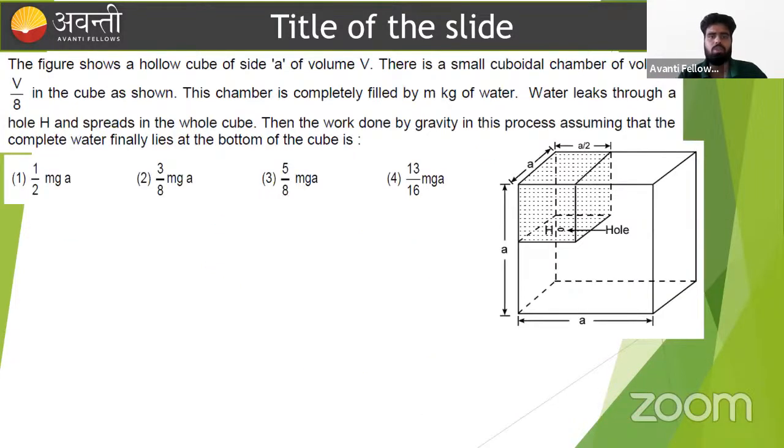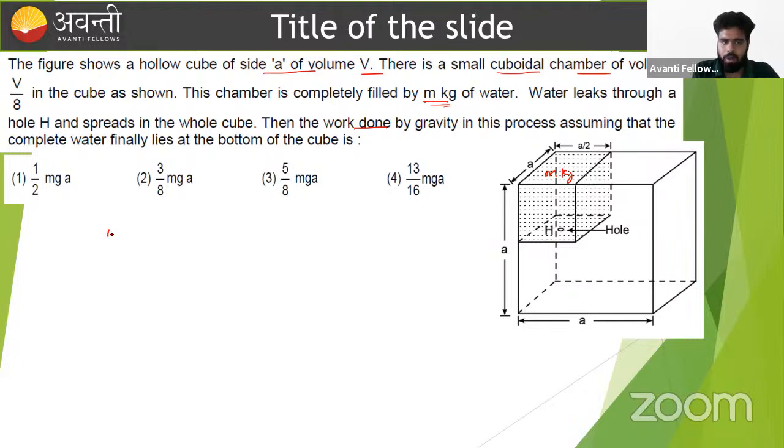Let's move to the next question. This question is on the concept of work and fluid. What is given here? A cube having side A, volume V, a small cubical chamber of the volume V upon 8. The chamber is completely filled by m kg of water. So we can say here total m kg of water is present. Water leaks through a hole. The hole is given at the base. The work done by the gravity.